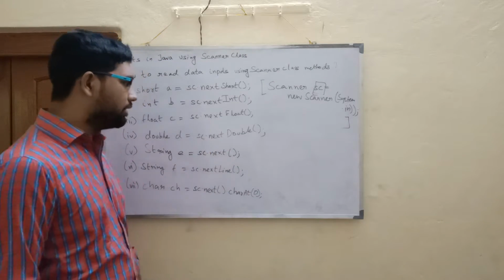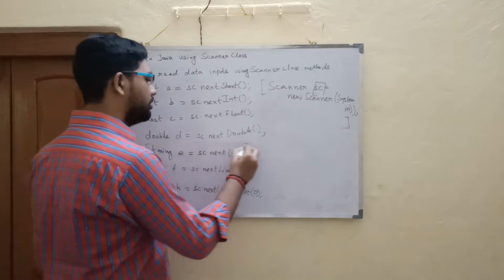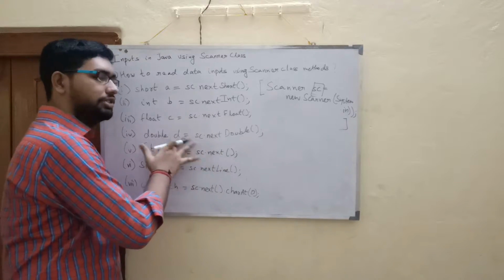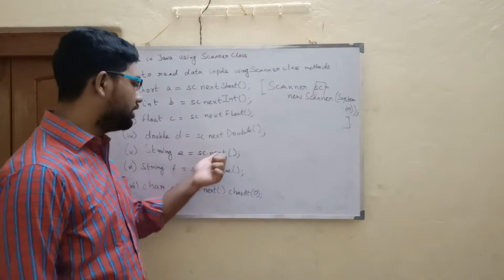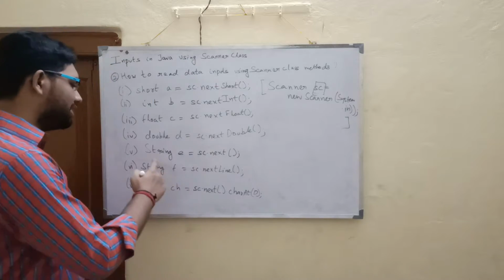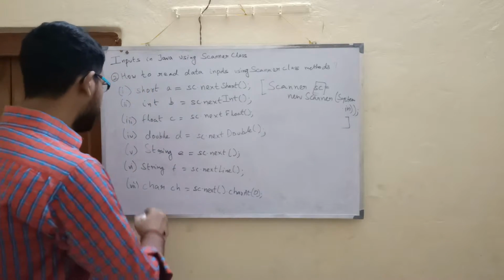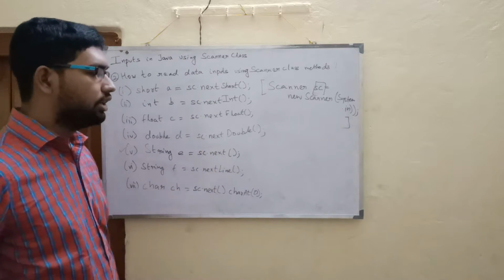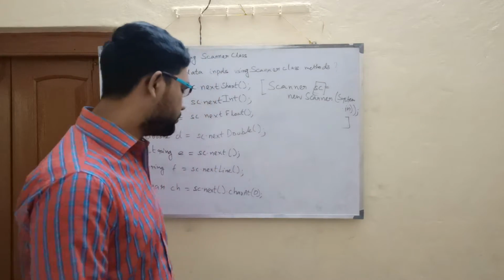Always remember that you have to write in this fashion only. Without writing this fashion, there is no significance of writing any of this. Then String e = sc.next. You can see here there are two types of strings. The first one is sc.next. The second one is sc.nextLine. So what is the basic difference between them?